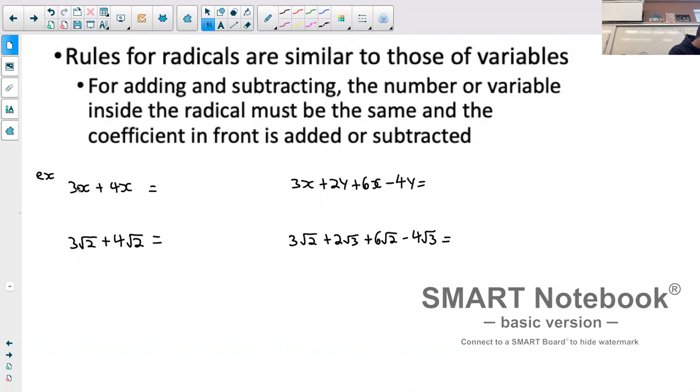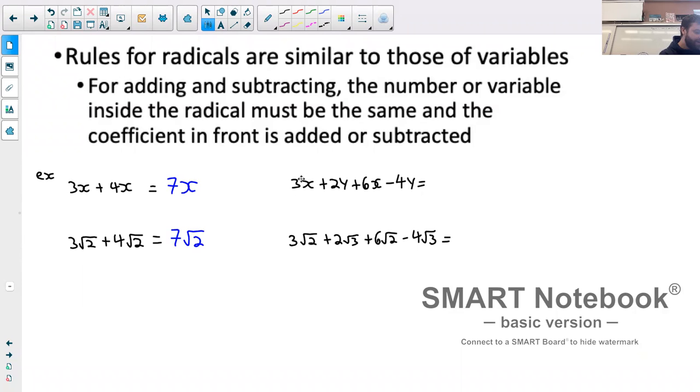So for example, dealing with variables, if you had 3x plus 4x, you would just add the two coefficients in front of our x's, giving us 7x. Very similar with radicals. If we have the same root, so we have root 2 for both, we just add what's in front. So that would be 7 root 2. So we do not add what's inside the radicals. We just add the coefficients in front, and they need to have the same radical.